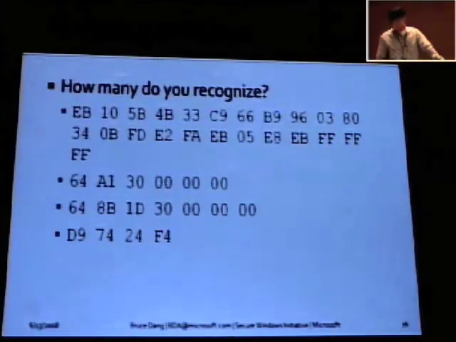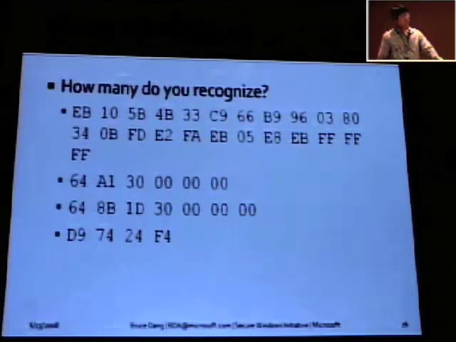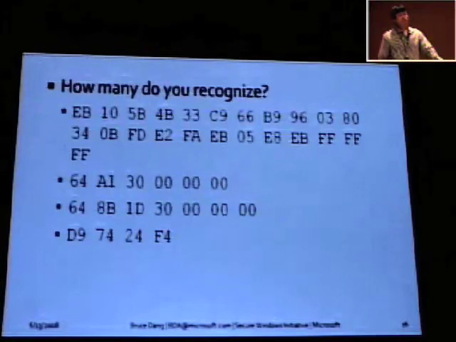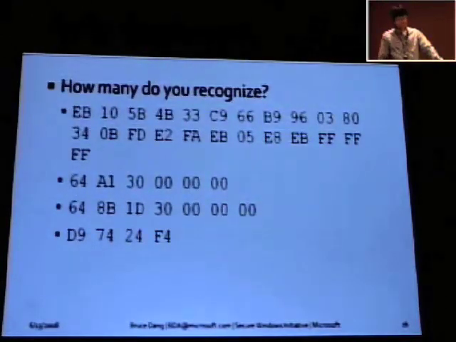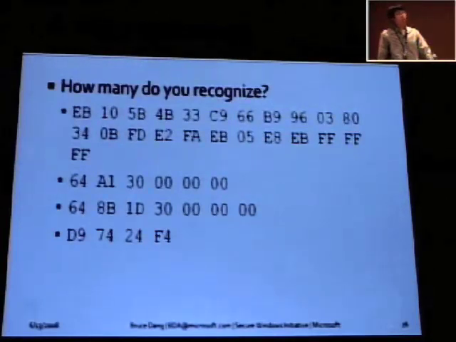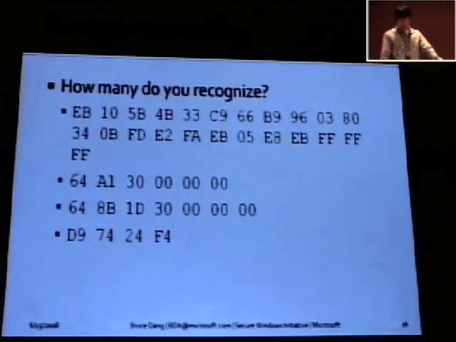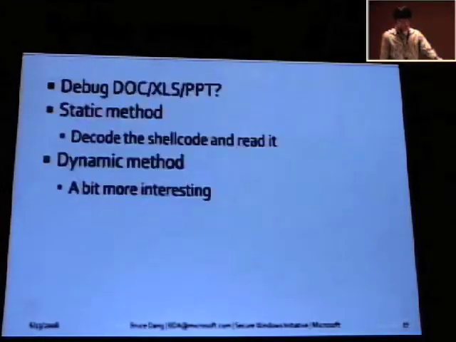Okay, so D97424 is a floating point instruction, FNSTENV. It writes the current FPU environment to a memory location, and one of the data fields that's written just happens to be EIP. That's all. All right, so the other question is, how are you going to debug this stuff?